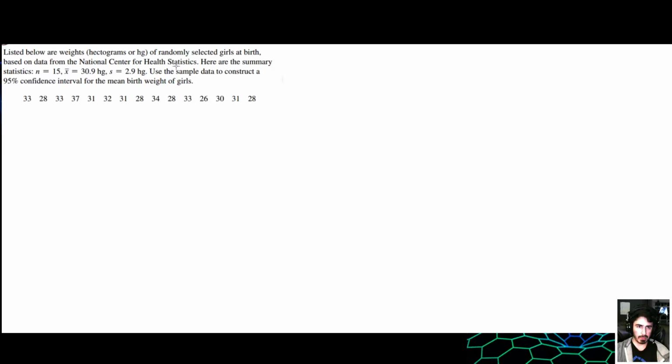Hey everyone, today I'm going to show you how to construct a confidence interval from a t-distribution. So we have this problem where we have the weights of randomly selected girls, and the data is given from the National Center for Health Statistics, and we see that we only have 15 samples. Now this actually meets one of our conditions for using a t-distribution where n is going to be less than 30.